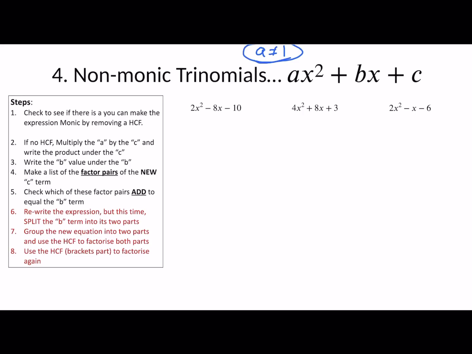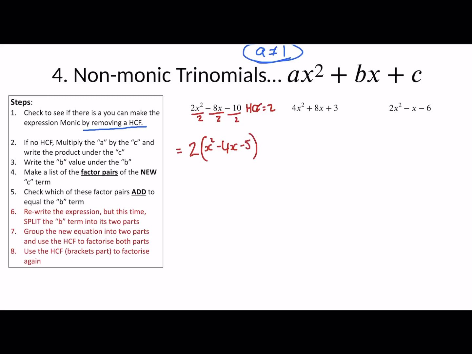First one to look at, highest common factor. Well, that's going to be the most common if you can do it. First one here, 2x squared minus 8x minus 10. We've obviously got a highest common factor of 2. So let's pull that 2 out the front. 2x squared divided by 2 leaves x squared. Negative 8x divided by 2 leaves minus 4x. Negative 10 divided by 2 is leaving you with minus 5.